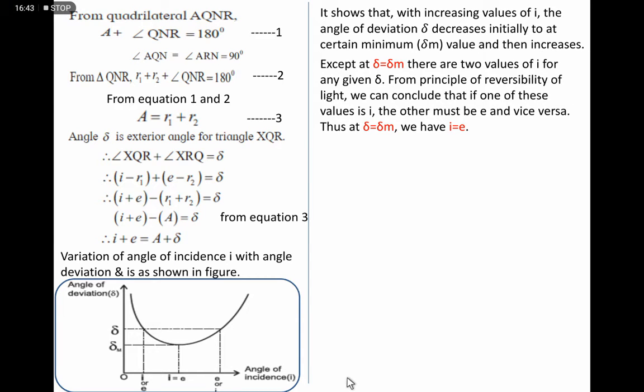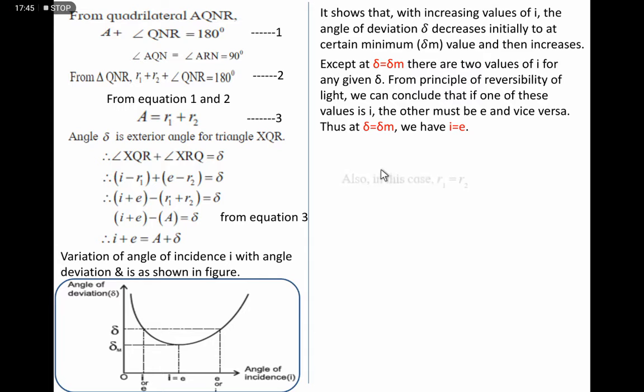The path of the light passing through the prism is what? PQ, QR, RS. PQ is the incident ray, QR is the refracted ray, and RS is the emergent ray. But in this situation, when delta becomes minimum, the angle of incidence is equal to the angle of emergence, and R1 is equal to R2. So if we look at this path from the point P or from the point S, the path of the light passing from air medium to denser medium to air medium is the same. There is no deviation. So this happens at the minimum angle of deviation, and it is delta m.